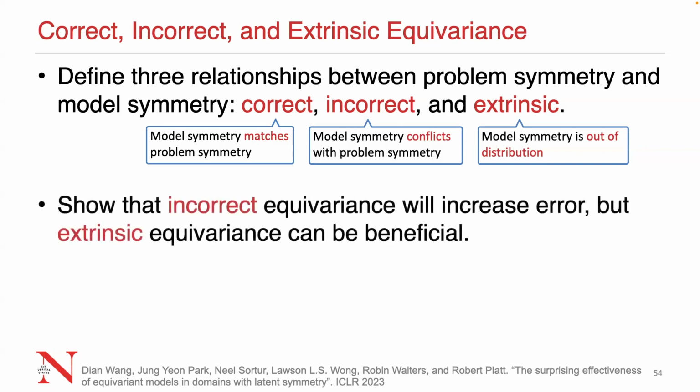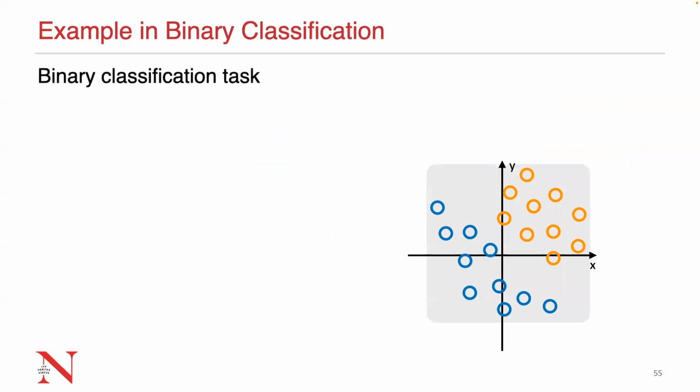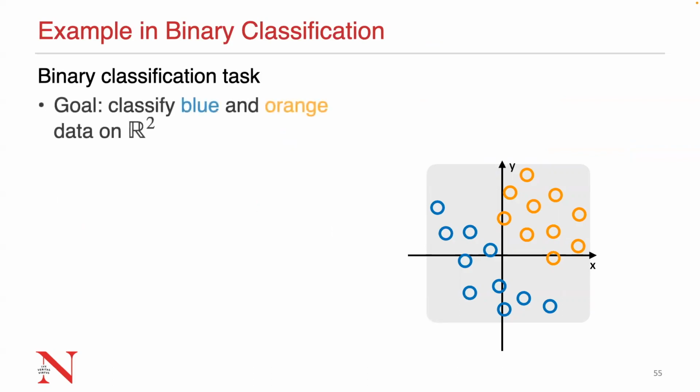We also show that incorrect equivariance will lead to some inevitable error because you are forcing your network to generate some wrong answers. But extrinsic equivariance can actually be very helpful. So I will introduce the concepts using a binary classification task. Here, our goal is to classify the blue and orange data, living on R2, the XY plane. And then we want to find a hyperplane that separates those data.